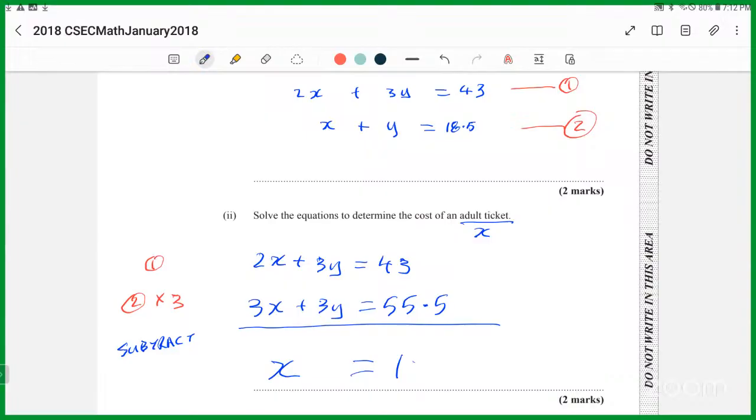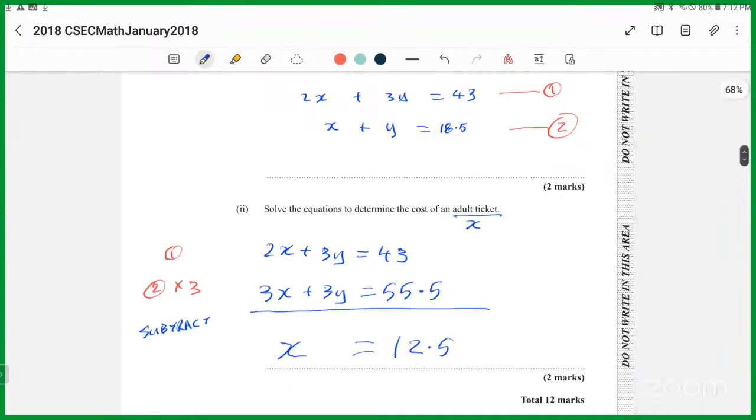It's $12.50. And they said I want the cost of an adult ticket. This 12.5 is $12.50. Therefore, the adult ticket is $12.50. That's it.